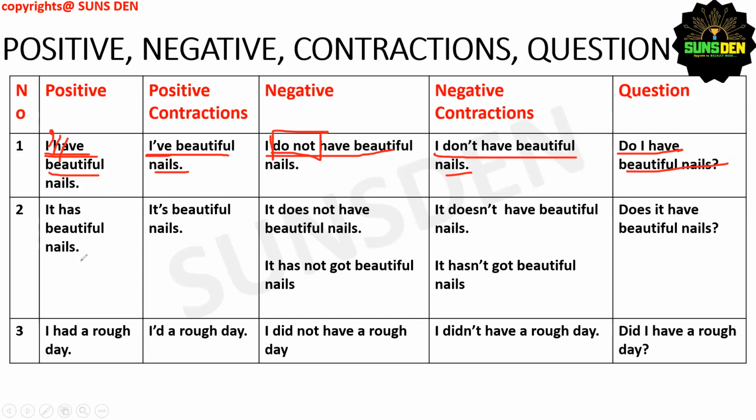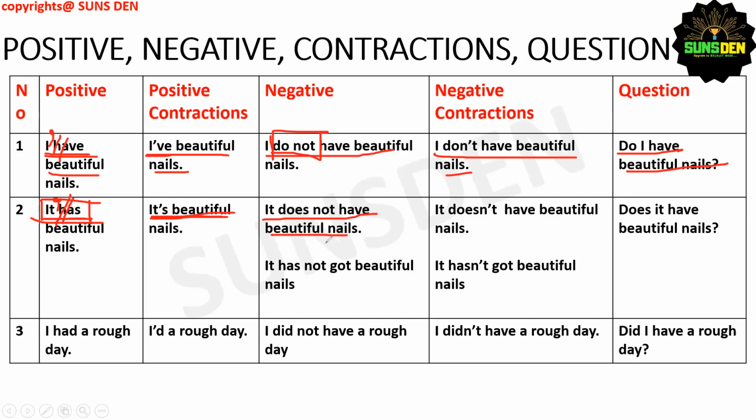It has beautiful nails. Here, the contraction for the positive is it and has going through the contraction. HA gets chopped off and an apostrophe comes there. It has beautiful nails. The pronunciation is it has. It has beautiful nails. Negative: it does not have beautiful nails.